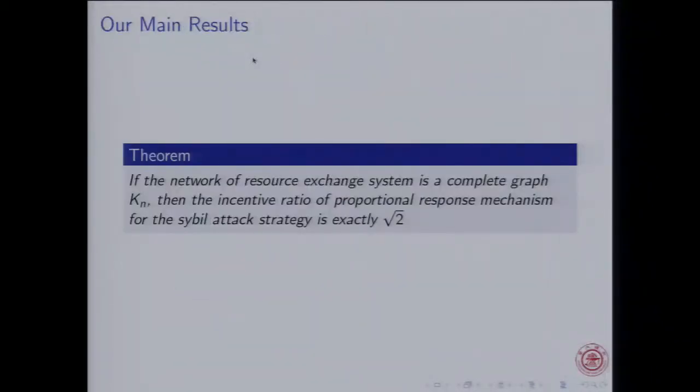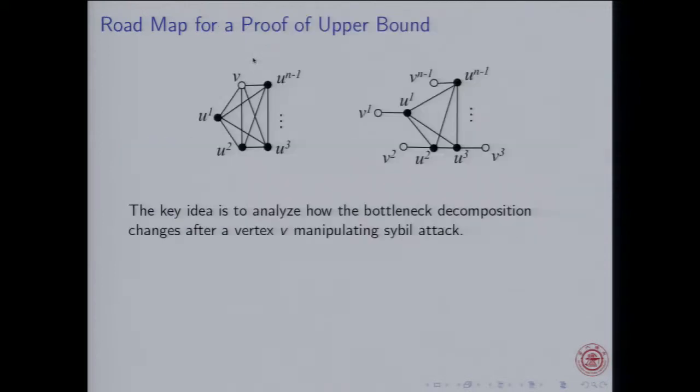And in this paper, we show that if the network of this resource sharing network is a complete graph, meaning everyone could share their resource with everyone, then the incentive ratio of the proportional response mechanism is exactly square root of 2. So here I just want to show a simple roadmap of our proof.